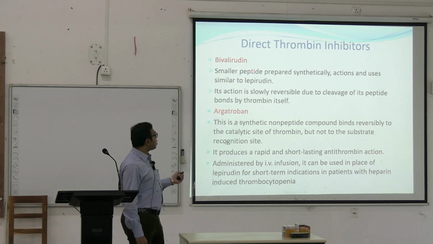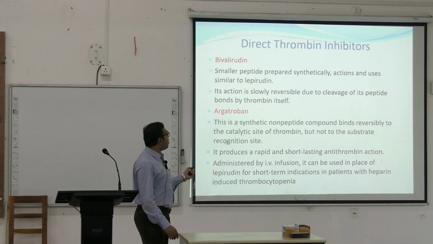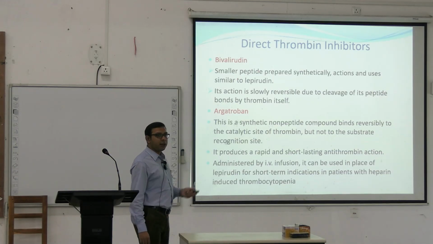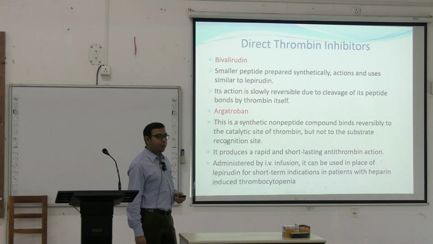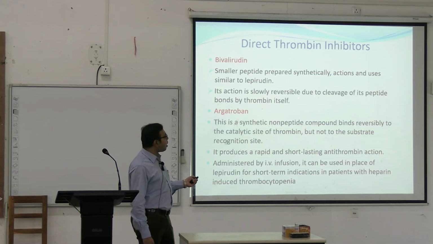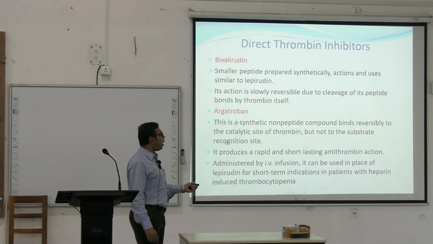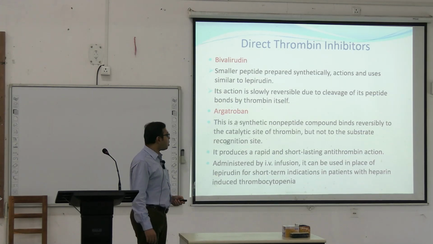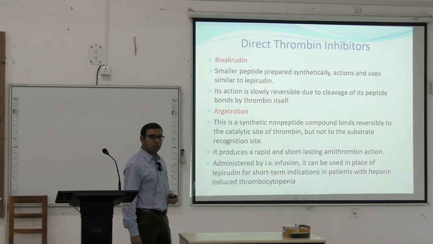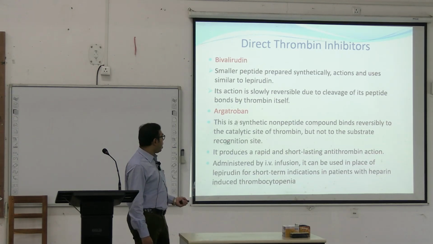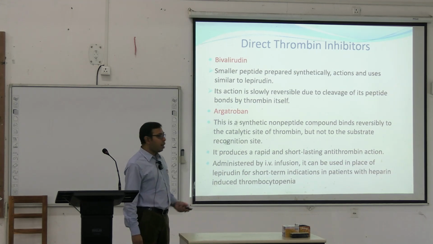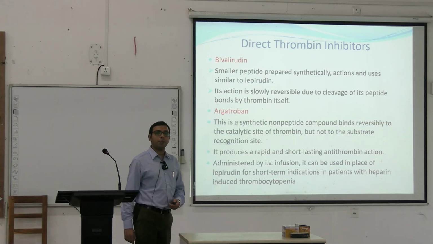So these are the newer ones, bivalirudin and argatroban. Bivalirudin is a smaller peptide prepared synthetically, with actions and uses similar to lepirudin. Its action is slowly reversible due to cleavage of its peptide bonds by thrombin itself. Argatroban is a synthetic non-peptide compound, which binds reversibly to the catalytic site of the thrombin but not to the substrate recognition site. It produces a rapid and short-lasting antithrombin action. Administered by IV infusion, it can be used in place of the lepirudin, again in case of the heparin-induced thrombocytopenia.